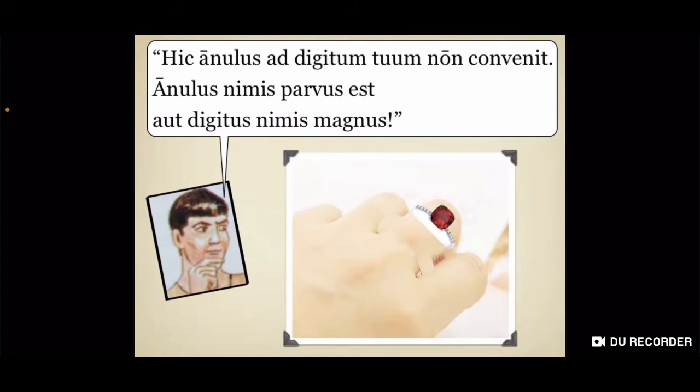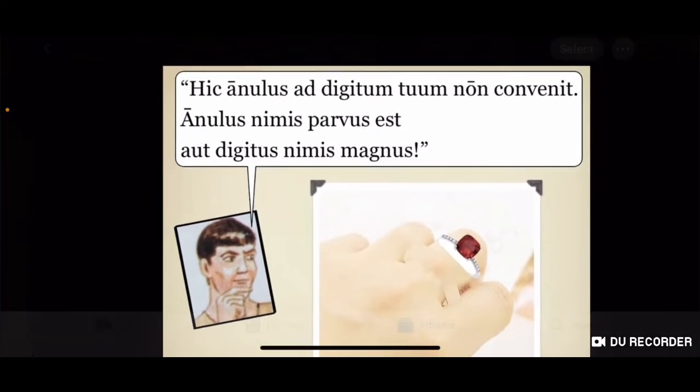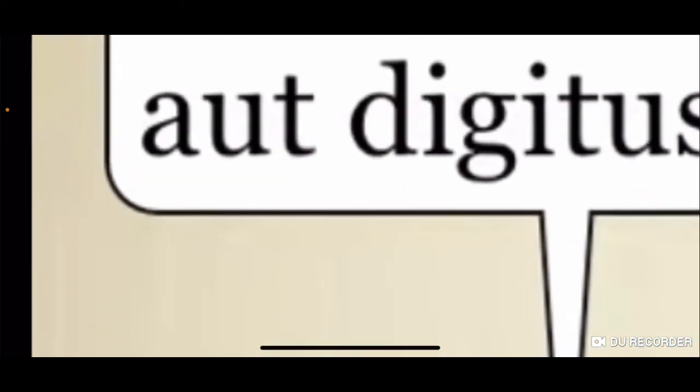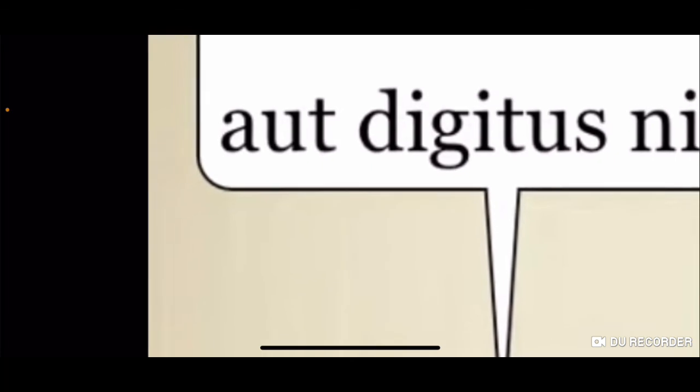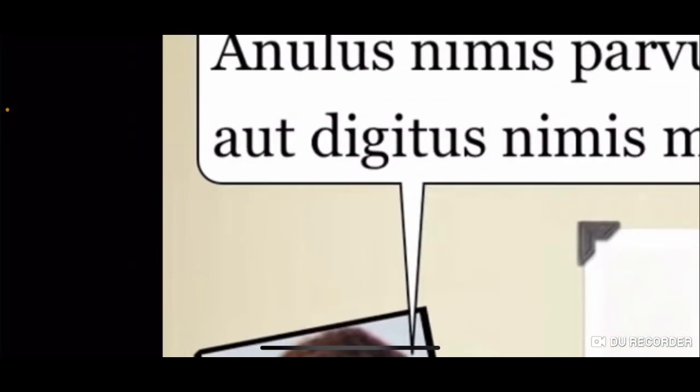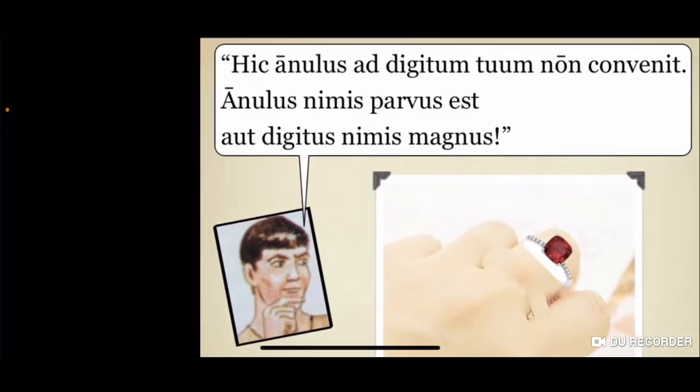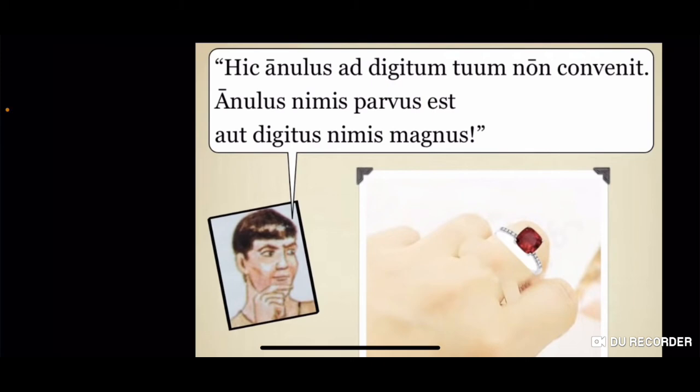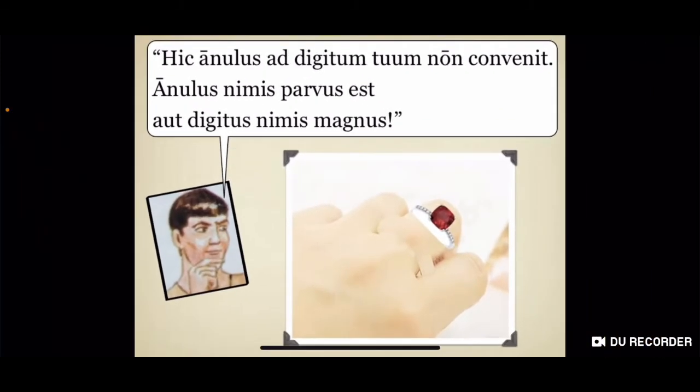Annulus digito tuo non convenit. Annulus nimis parvus est aut digitus nimis magnus. This ring doesn't fit your finger. Annulus nimis parvus, the ring is too small, aut, or. You've got aut, that's the word for or. Or you've got vel, that's also a word for or. But in this case, we use aut. So the ring is too small, or digitus nimis magnus, the finger is too big.